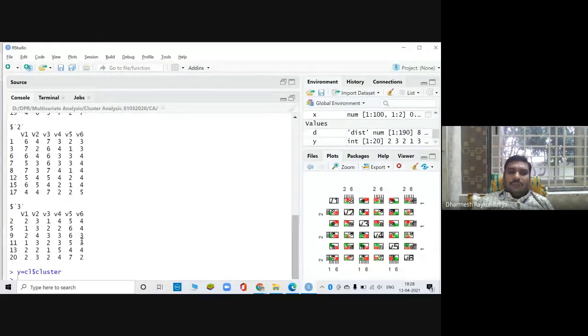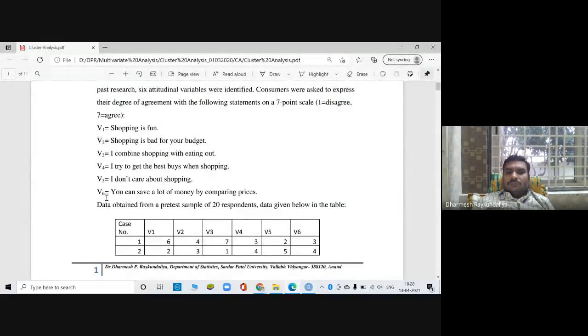And third group is that I don't care about shopping. ठीक है. तो ये this is the person who is lazy minded.